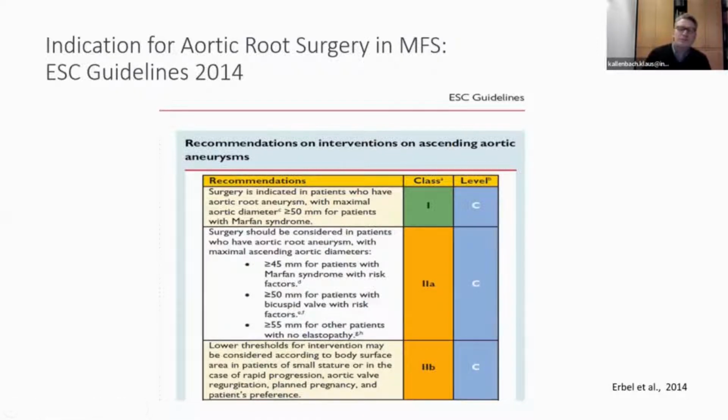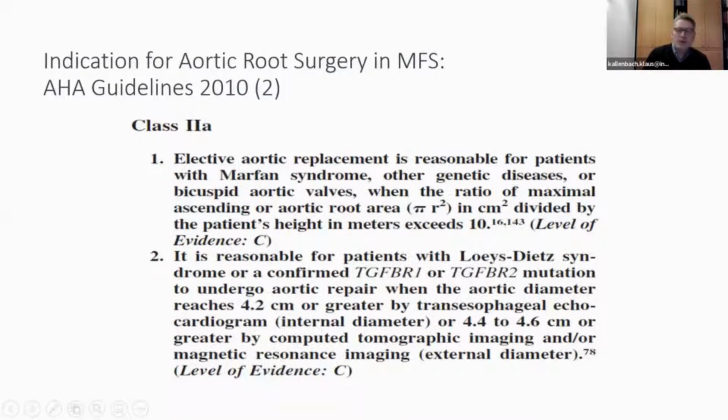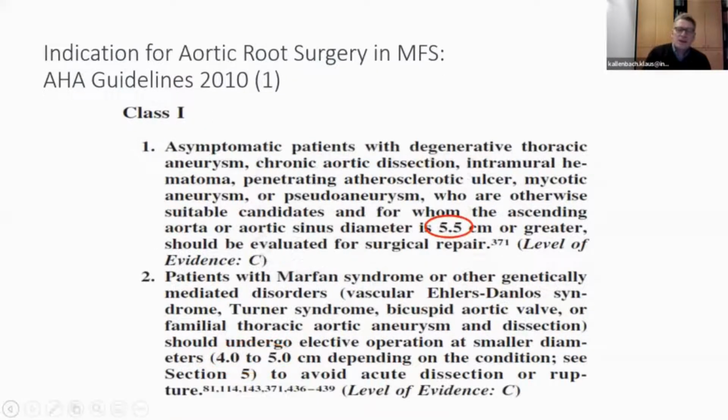Next slide, please. So when you look at the American guidelines, it says that 5.5 centimeters of the aortic root or the ascending aorta is the indication for operation. For patients with genetically mediated disorders, and this is also true for patients with Marfan syndrome, it should be considered at 4 to 5 centimeters, depending on the conditions. And the next slide is showing the conditions.